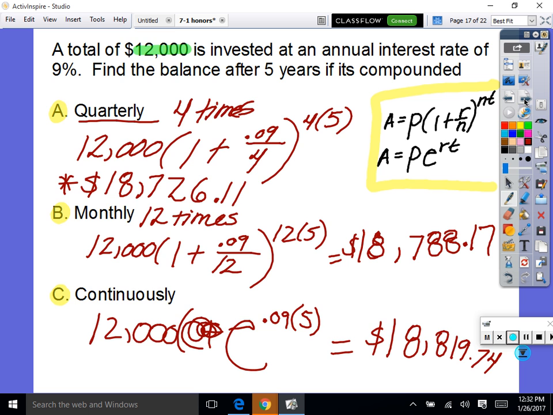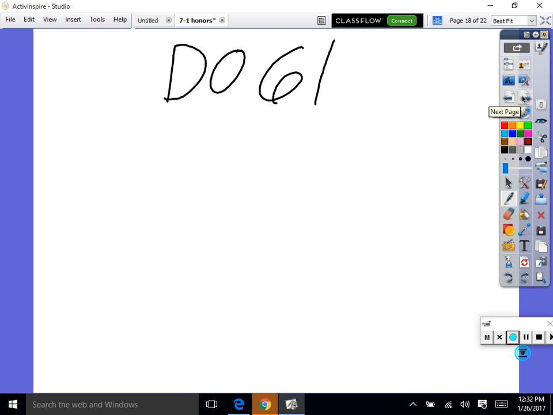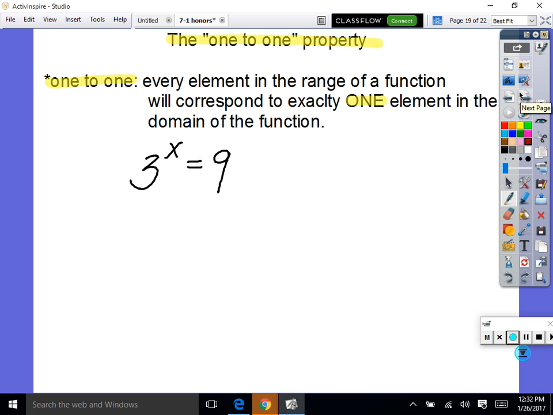Okay, cool. So, next thing is the one-to-one property. One-to-one means every element in the range, which is output, will correspond to exactly one element in the domain. So I'll say that again. One-to-one means every element in the range, which means the output, so 9, for example, will correspond to exactly one element in the domain of the function.